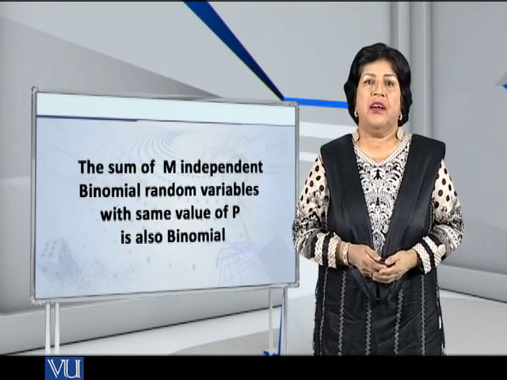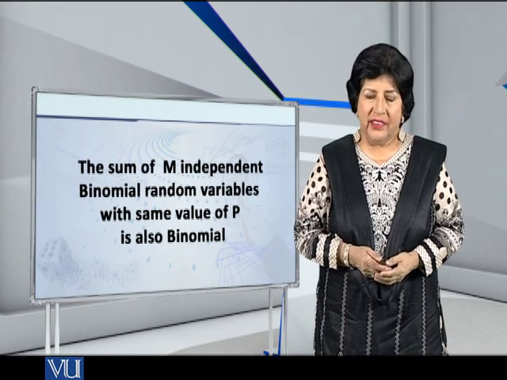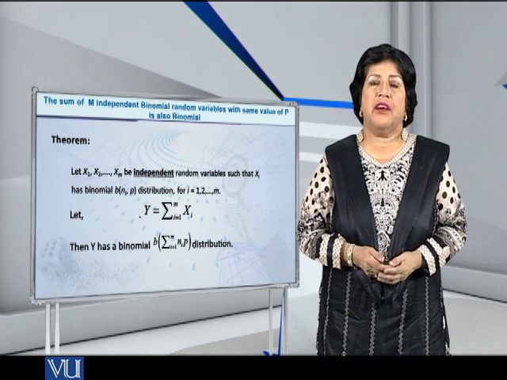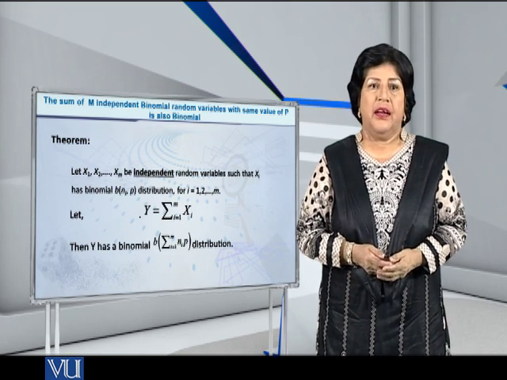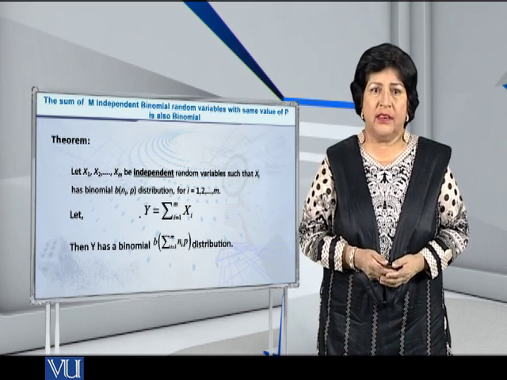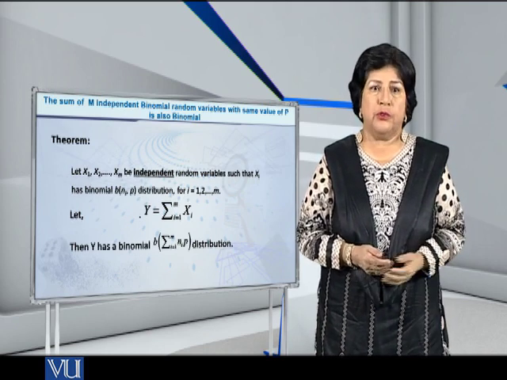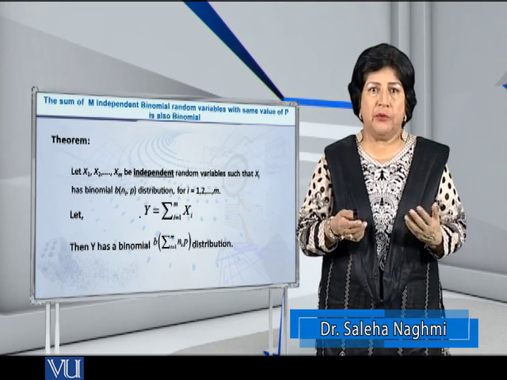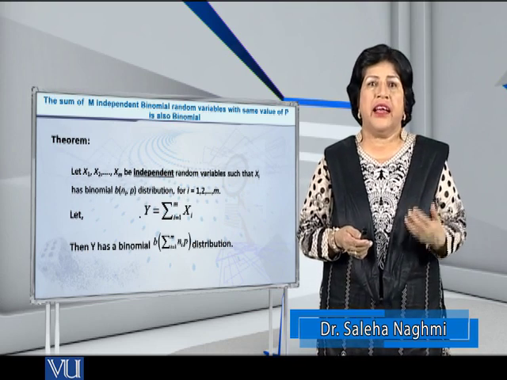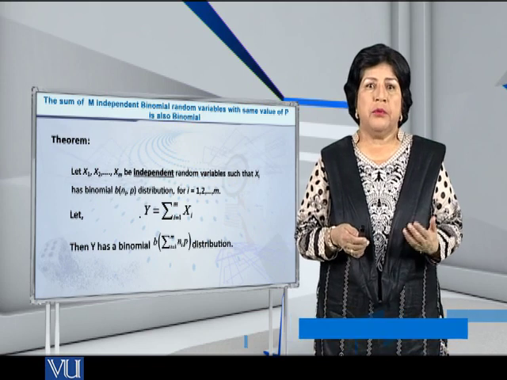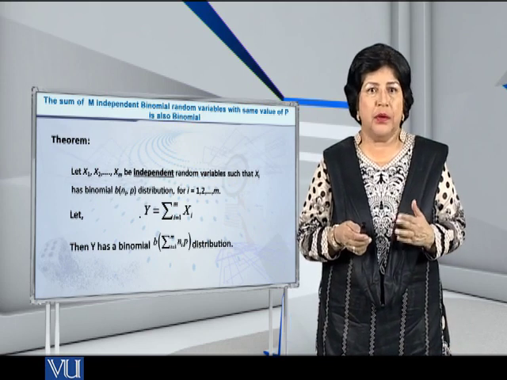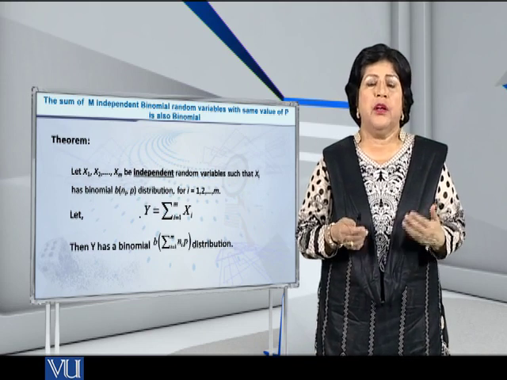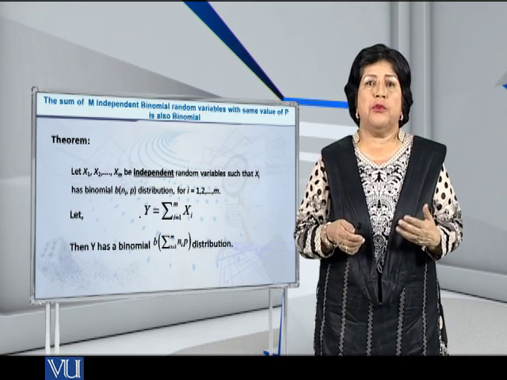Dear students, I would like to present to you an important theorem pertaining to the binomial distribution. The statement of the theorem is as follows. Let X1, X2, so on up to Xm be independent random variables such that Xi has the binomial distribution B(ni, p) where i itself is equal to 1, 2, so on up to m.